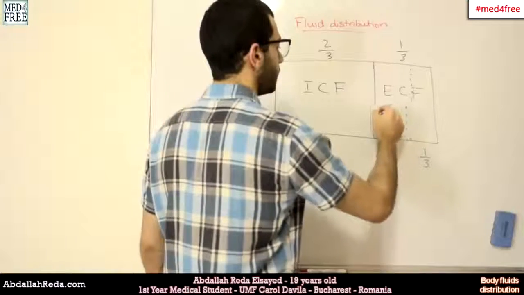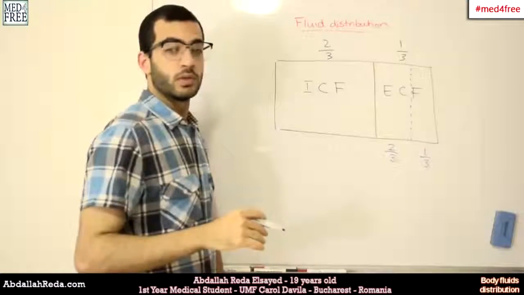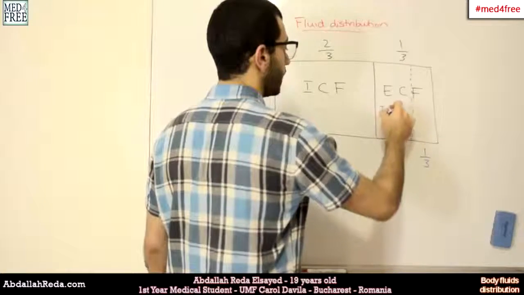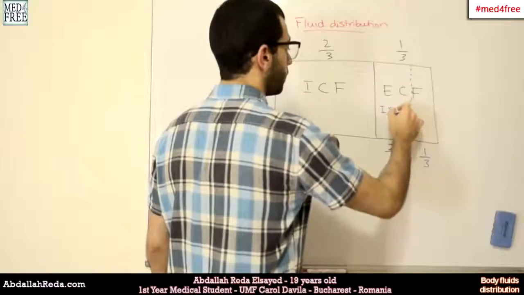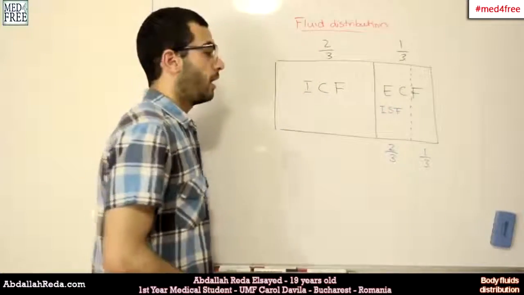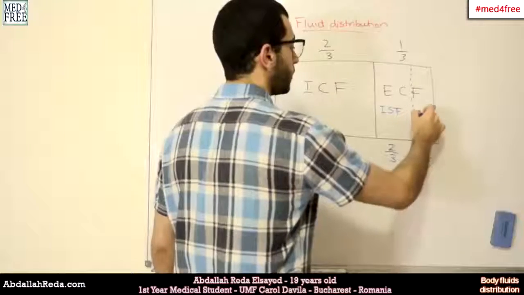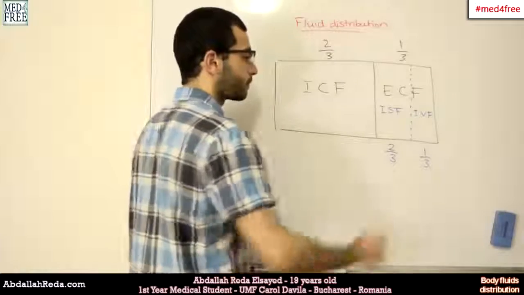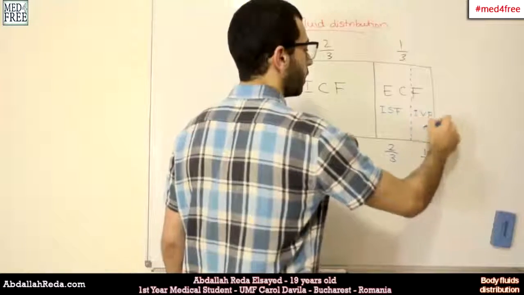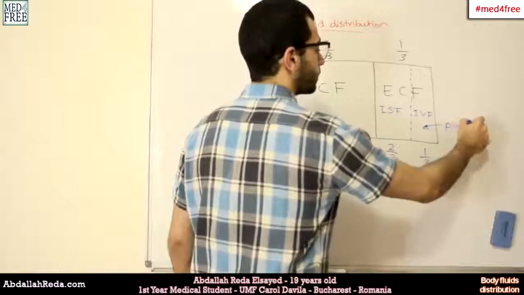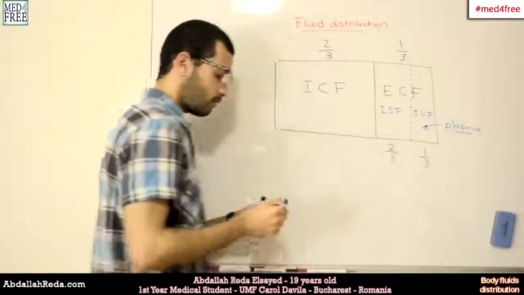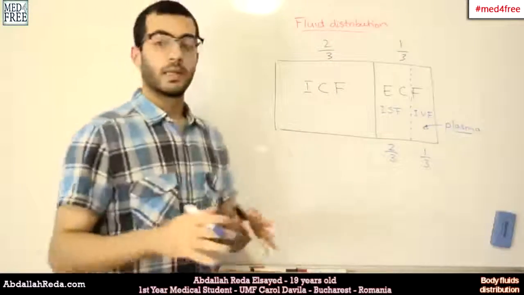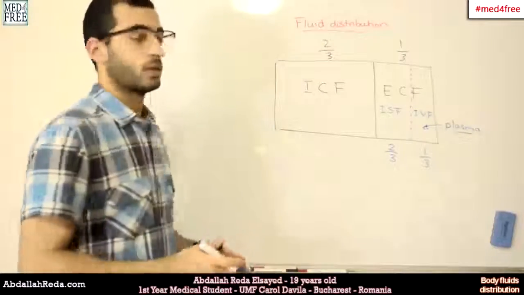found in the interstitium, or the tissues that are found between the cells themselves, which is called the interstitial fluid. And we have the plasma, or intravascular fluid, or plasma. So this is the classification of the fluids distribution inside the human body.